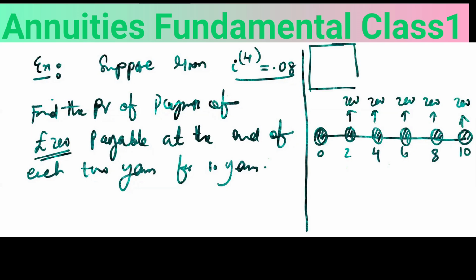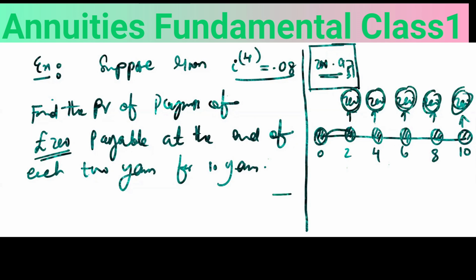So that will be 200 A5, not A10. Don't see this. You count the number of payments, 1, 2, 3, 4, 5. There is where this 5 comes. 200 is the coefficient. So there you get this annuity formula. Now to evaluate this annuity, 200 A5, you write the same formula, 1 minus V5 divided by I.